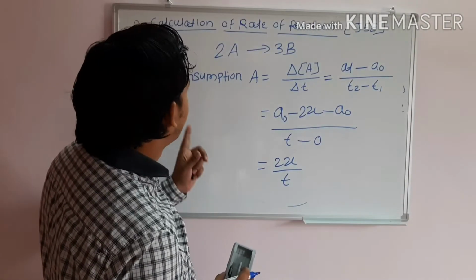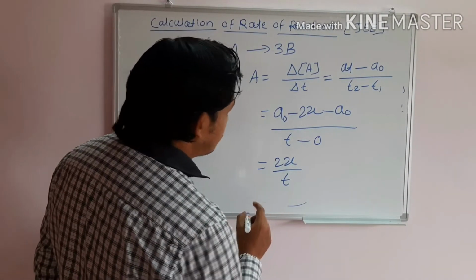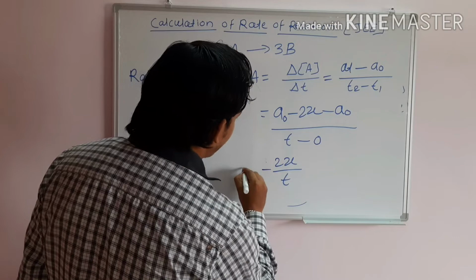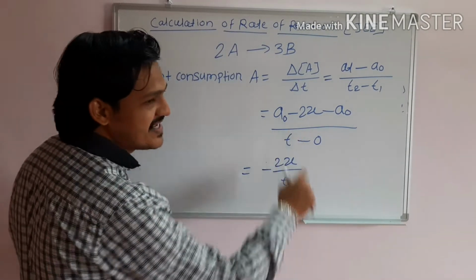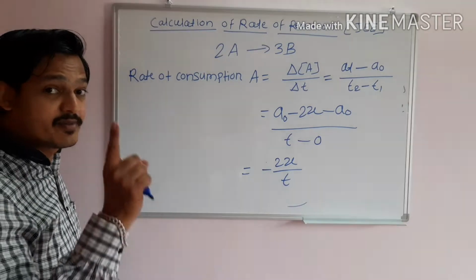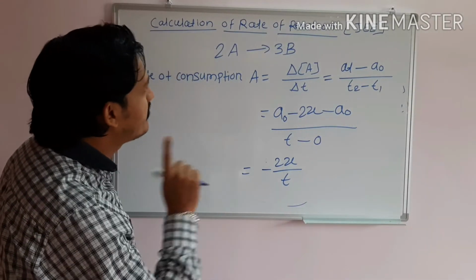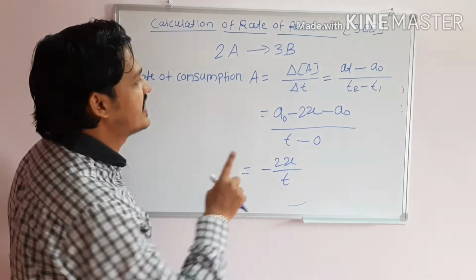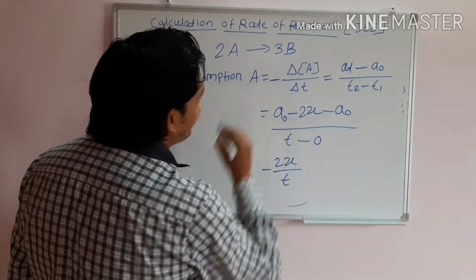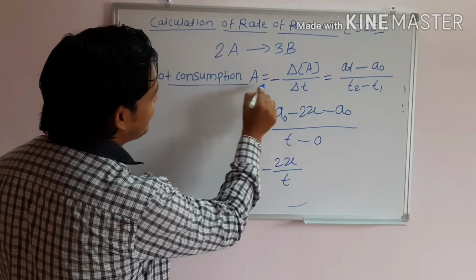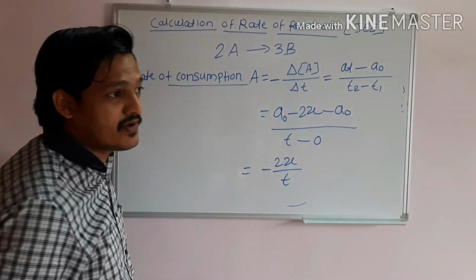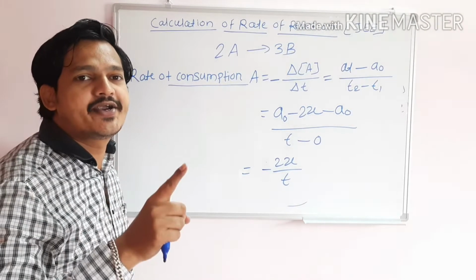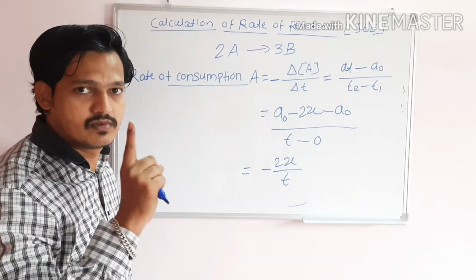Okay, now one mistake is happening there. Minus twice of x by t. I am forgetting the negative sign. Minus twice x by t. Now remember that the negative sign must be added to the reactant side. This is the consumption of reactant A. So the negatives cancel out and the overall rate is always positive, because the rate of reaction can't be negative.